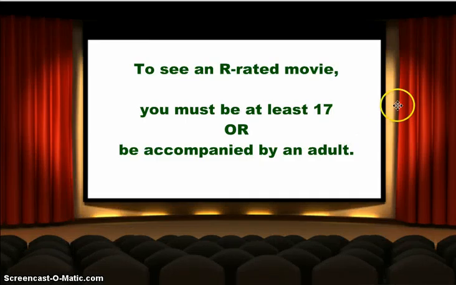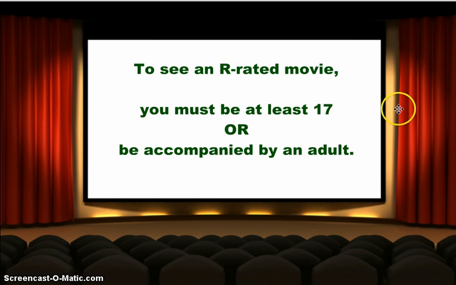Alright, so I got a statement here. To see an R-rated movie, you must be at least 17 or be accompanied by an adult. So in other words, you could be like 15 years old, but go with your mom, and you'd be able to go into that R-rated movie. Or you could be like 25 years old, and you could go to that movie alone if you wanted to. Or you could be like me, be definitely older than 17, and take your mom to an R-rated movie, although that might be a little weird, but that would work too.